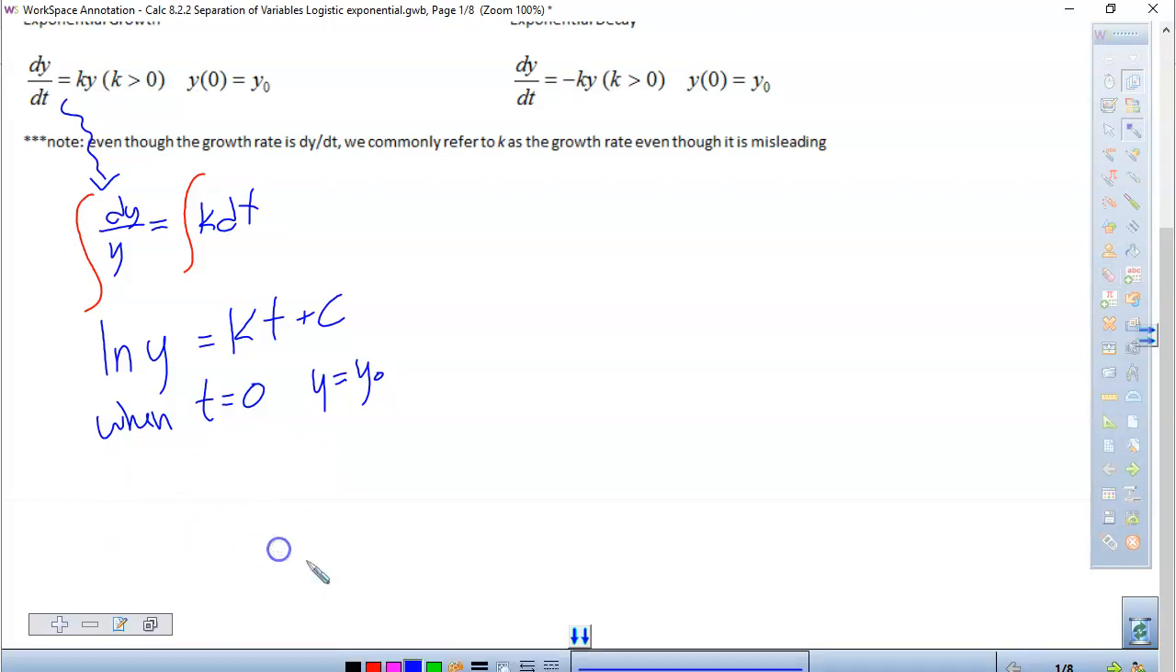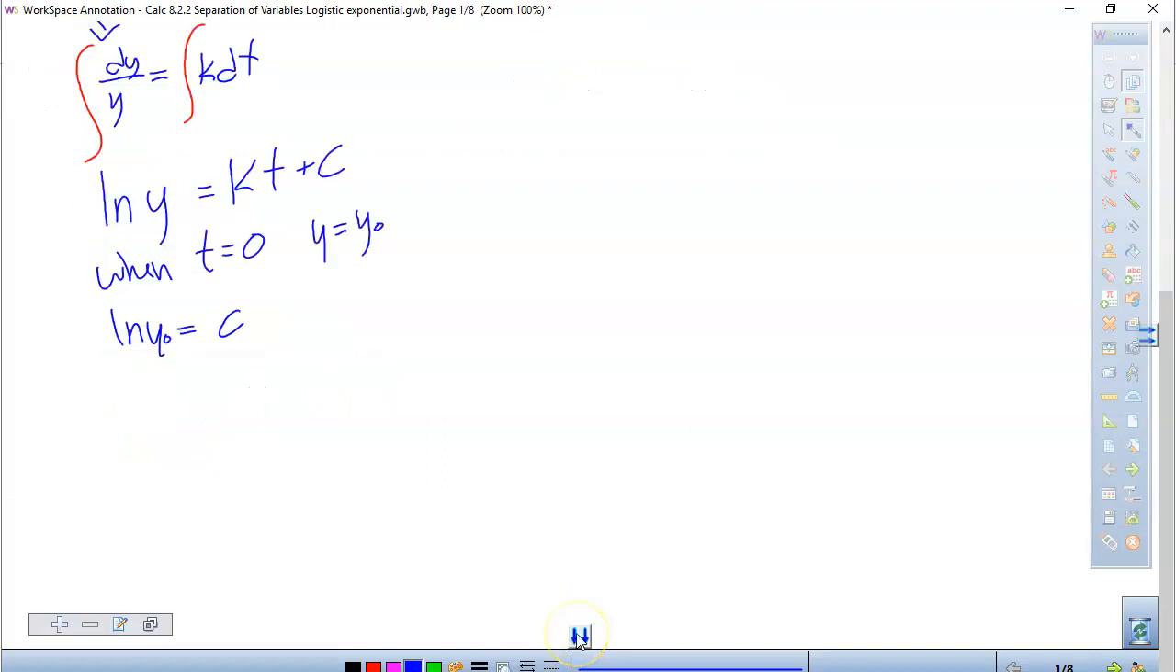So we put in our initial condition, and then we get ln y sub 0 will equal C. Everybody see that? Put in our initial condition, working with that, and I put that back into my equation now. That means I have a working equation that looks like this, that the ln of y will equal kt plus the natural log of y sub 0.